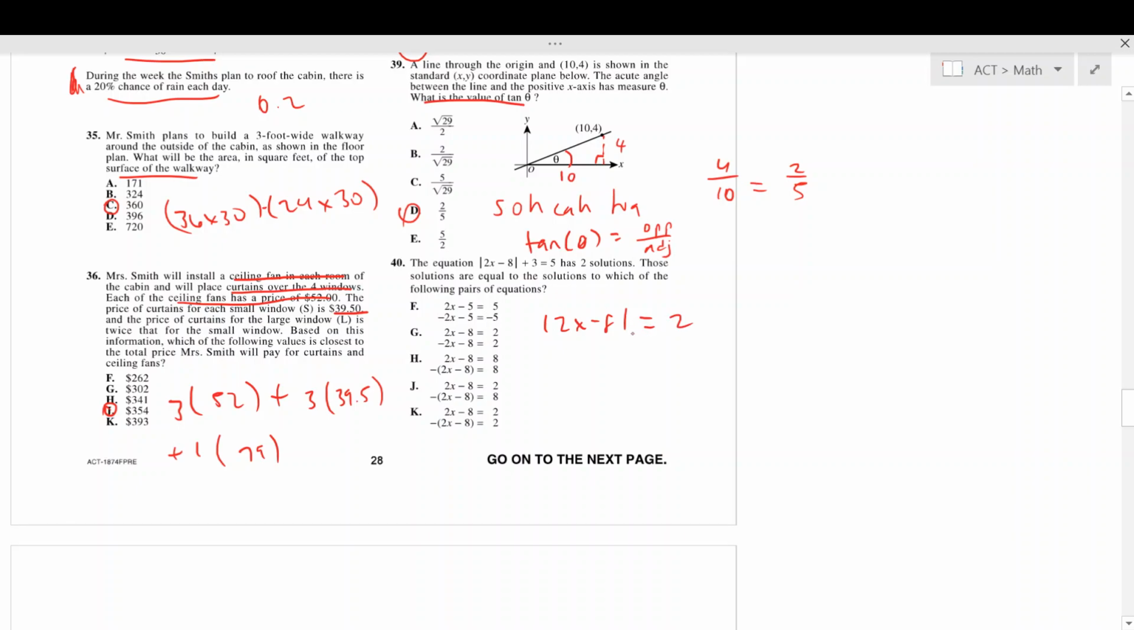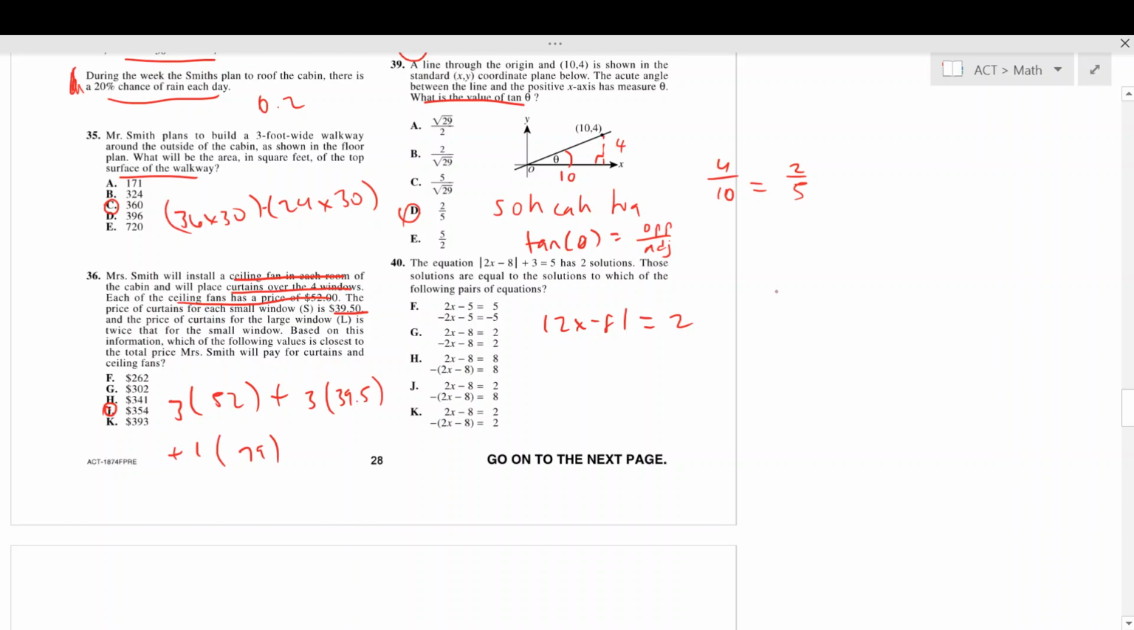The absolute value can always be separated into two equations. An absolute value equation can be separated into two equations that don't contain absolute value. So you see here that all of these answer choices, none of them has an absolute value.